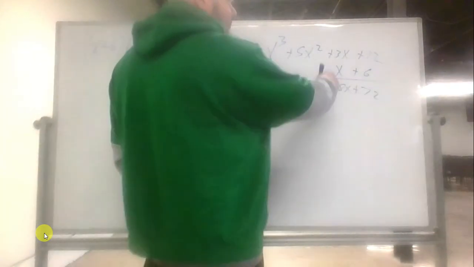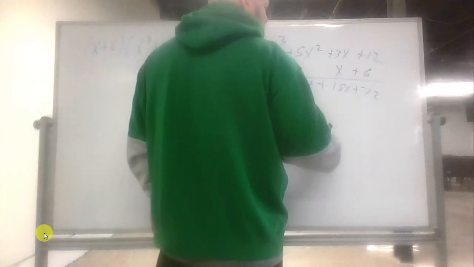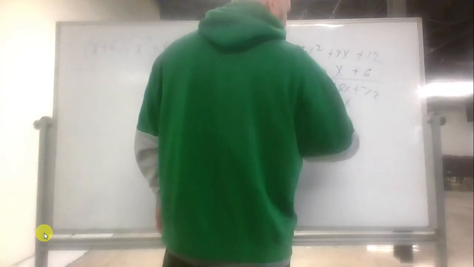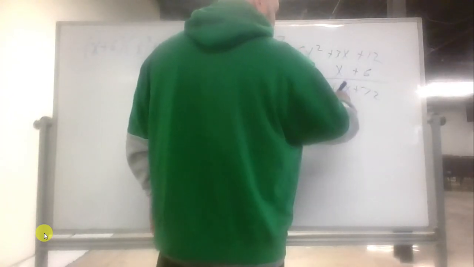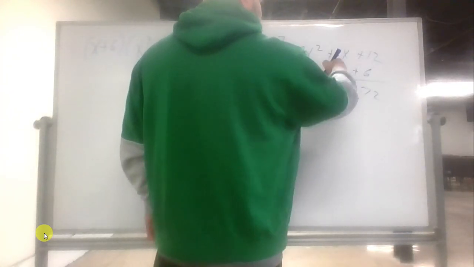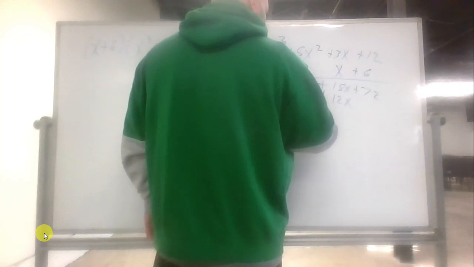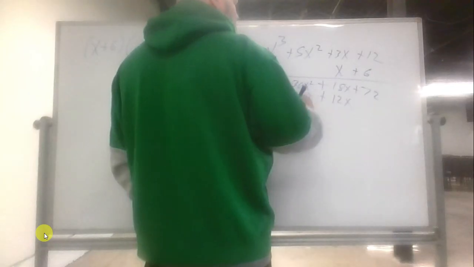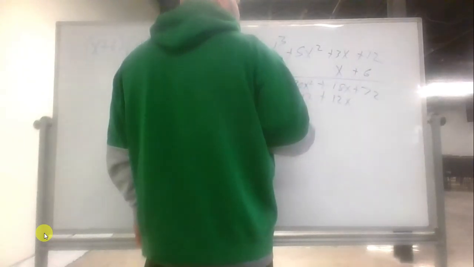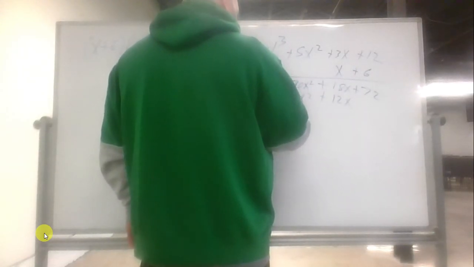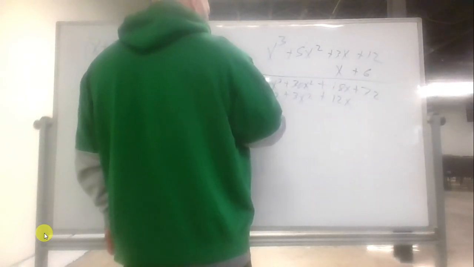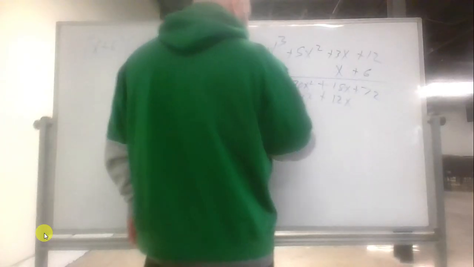Now let's look at the x. We'll do the same thing. X times 12 is 12x. Now make sure you notice I'm going to put it under the like term. So I have my x's lined up. X times 3x is 3x squared. And again, I put it right in a nice column. X times 5x squared is 5x cubed. Then x times x cubed is x to the fourth.